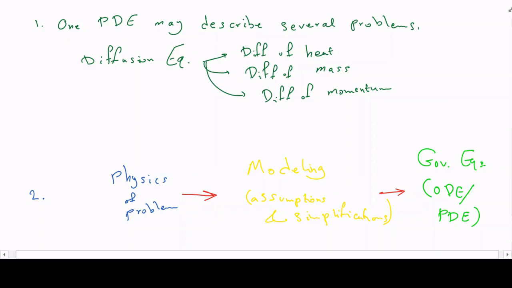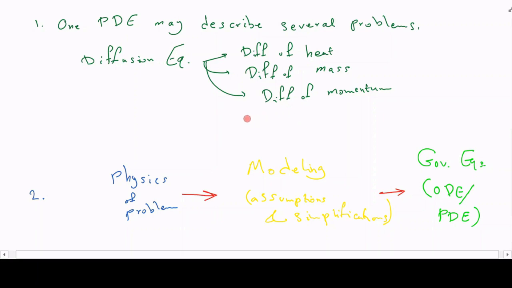Before talking about the partial differential equations that you will learn how to solve in this course, I would like to emphasize two really important points here. Number one is that one single PDE may be describing several problems. For example, the diffusion equation can describe the diffusion of heat, the diffusion of mass, and diffusion of momentum. So once you learn how to solve the diffusion equation, you should be able to apply those skills to solve the diffusion of heat problem, diffusion of mass problem, diffusion of momentum problem, etc.